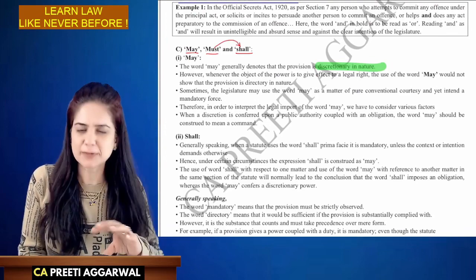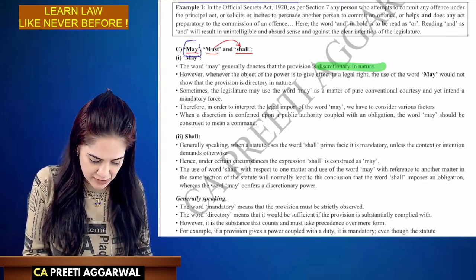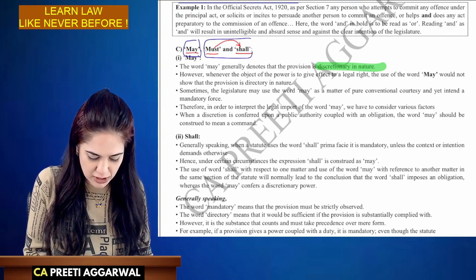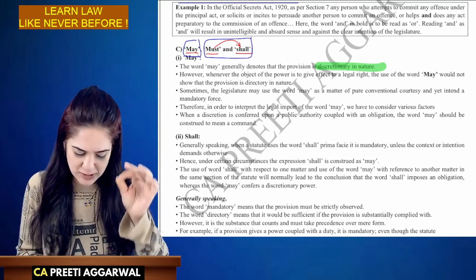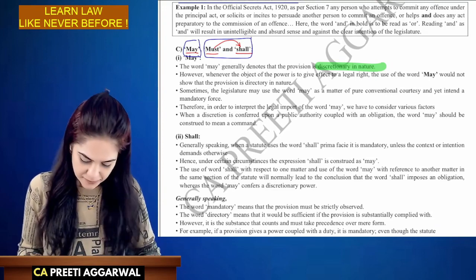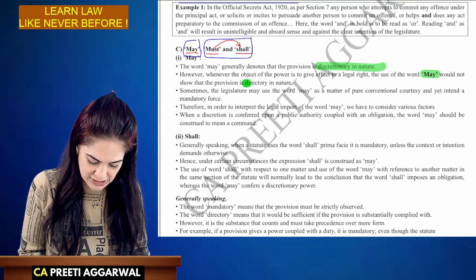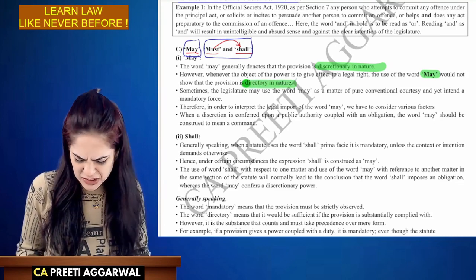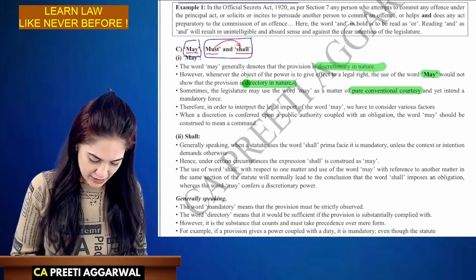Whereas the word must, and a polite way for saying must is shall. Okay, shall is just a polite way of saying you have to do it, must. This is discretionary, whereas must and shall is mandatory. Discretionary means we are okay if you substantially fulfill it. Substantially means we are okay with 60-70%. So the word may, it shows that the provision is discretionary. It is just courtesy. Like if you want, you do it. Otherwise, let it be. It is not mandatory.